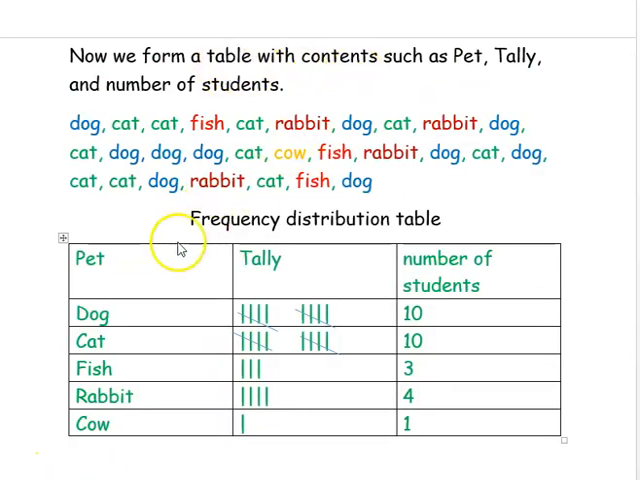Now we will form a table with the contents pet, tally and the number of students. The first pet is dog. So I have written dog and I am going to count how many students like the dog as a pet. 1, 2, 3, 4, 5, 6, 7, 8, 9 and 10. So 10 students like dog as a pet. Now I am going to draw 10 tally marks. 1, 2, 3, 4, the fifth will be crossing all the 4. Again I am drawing 4 and the fifth will be crossing the 4. So totally I have 10 students.